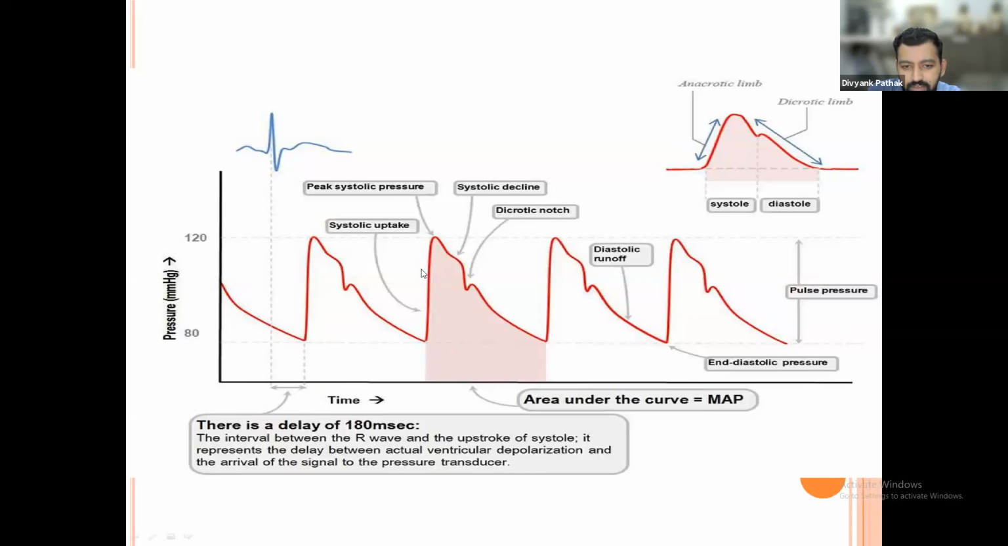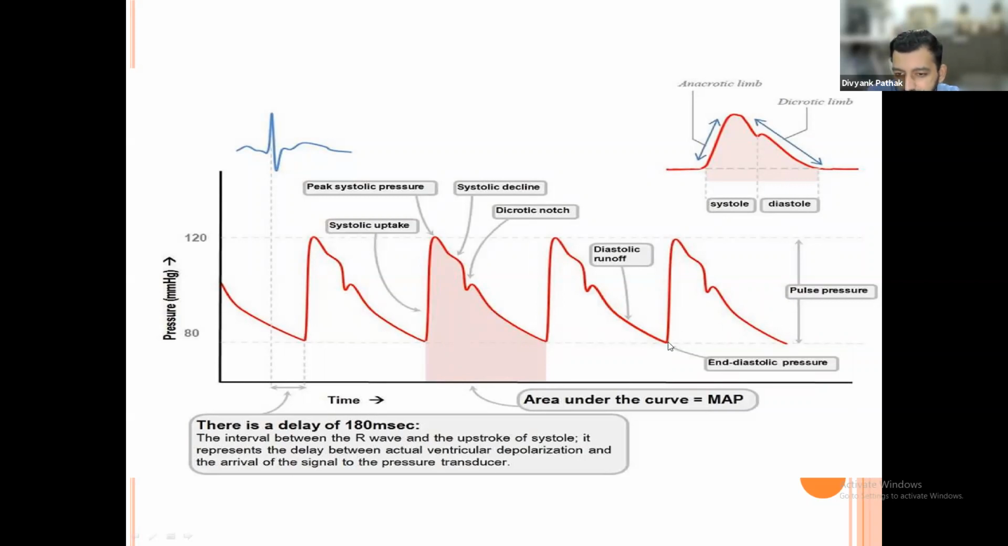So this is the area under the curve, it is the MAP. The total area under the curve down to the baseline of the graph is the MAP, that is, mean arterial pressure. Okay. Now what is the difference between systolic pressure and diastolic pressure? That is the pulse pressure.